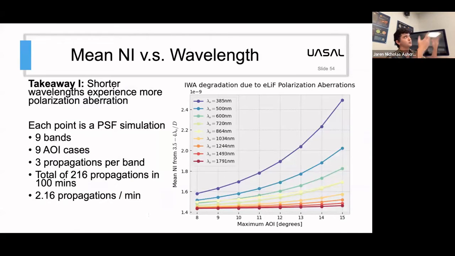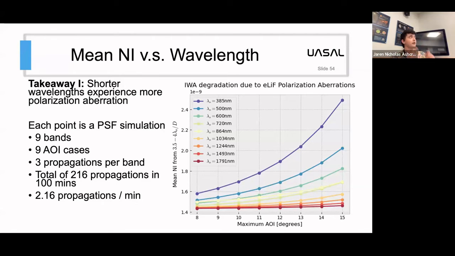This plot on the right shows what the results of that are. Each point on this is one of the mean values in that ring aperture. And we see something that we already knew, that polarization aberrations get worse at shorter wavelengths. That blue line at 385 nanometers is the worst performing, whereas the one at 1791 doesn't really change very much. The total simulation runtime was about 100 minutes to do all of these simulations, so we can brute force our way through a lot of trends very fast. But it really tells us something that we've already figured out, that shorter wavelengths experience more polarization aberration.